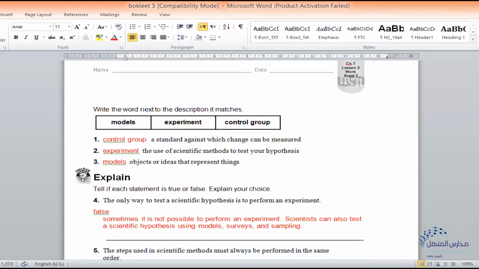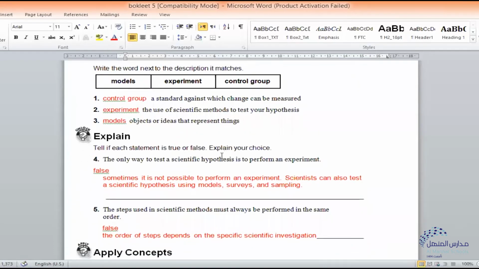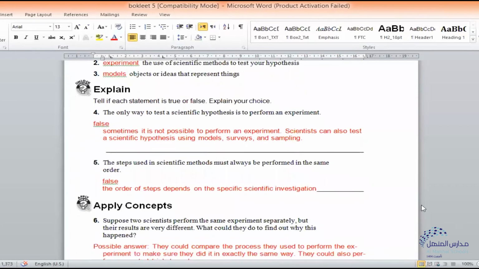Question number 4. The only way to test a scientific hypothesis is to perform an experiment. No, it's not the only way because we have other ways. So it's false. We can use surveys, models, or sampling. Question number 5. The steps used in scientific methods must always be performed in the same order. False. The order of steps depends on the specific scientific investigation. Each one has its own steps.